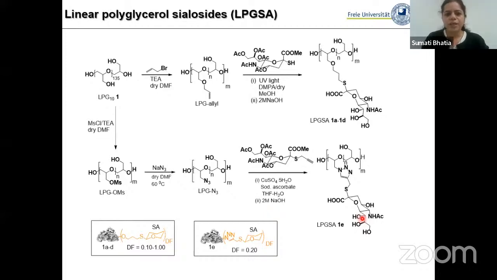So there could be 2 ways. One is that you take this linear polyglycerol and do the allylation and then prepare this thiol sialic acid and do thiol click to form the different sialosides. And one can also follow the similar route like methylation, azidation, and azide alkyne click to achieve these different linear polyglycerol sialosides. So here also we prepared different densities of sialic acid on the linear polyglycerol.